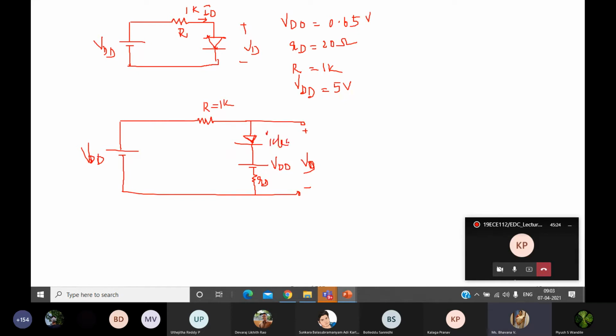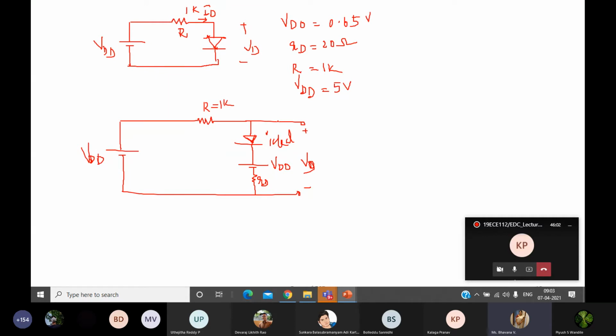So just before this numerical, after that equivalent circuit, you write down: here an ideal diode is included to constrain ID to flow in the forward direction only.